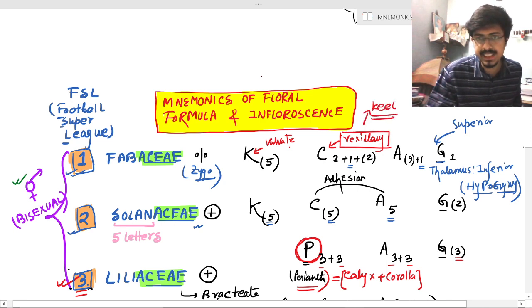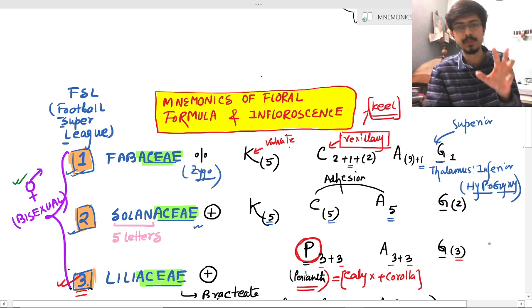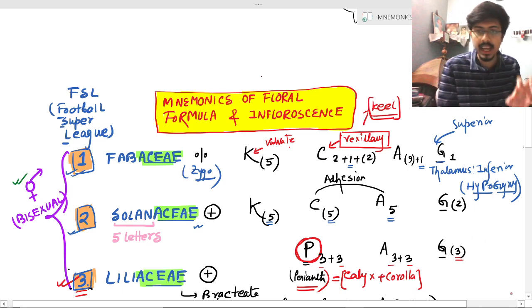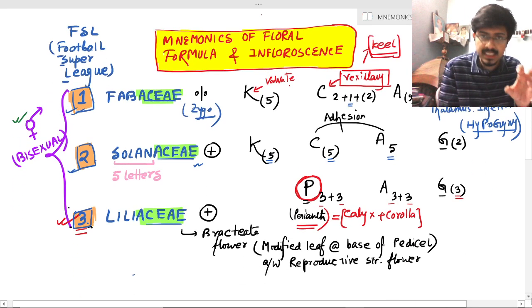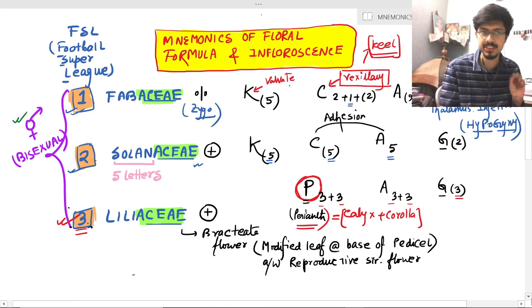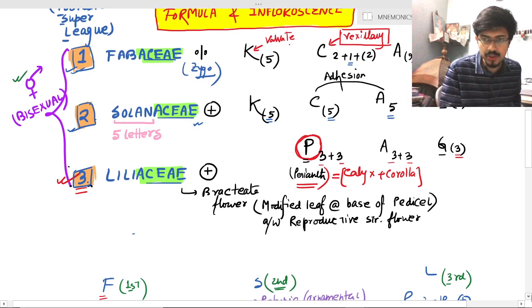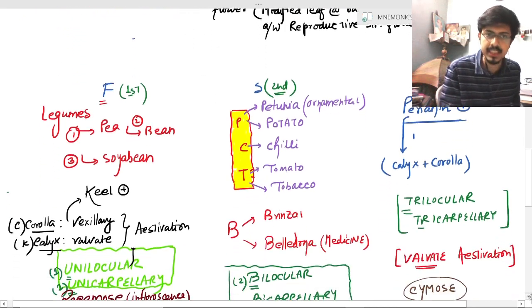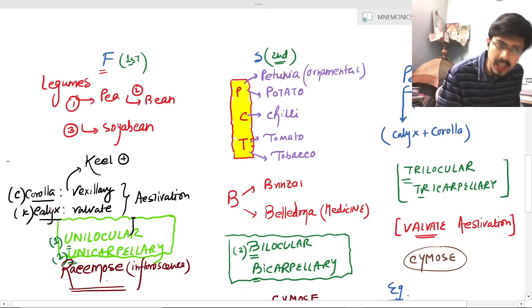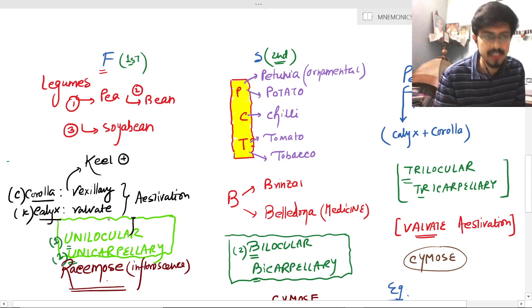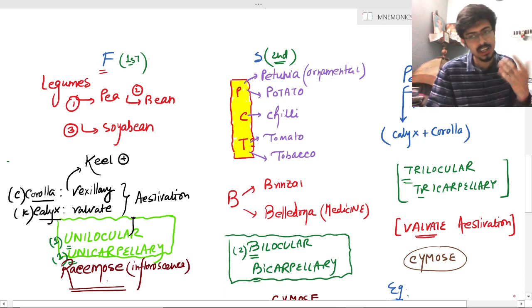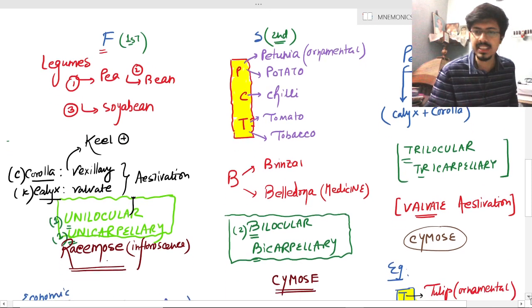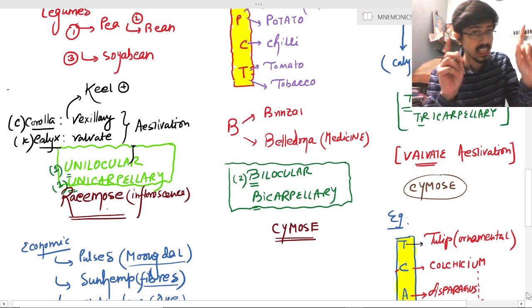What is this? Keel. Keel is present in the vexillary estivation of the corolla, and in the calyx there will be valvate estivation, in the Fabaceae group. You have to remember that leguminous plants are in the group Fabaceae. Keel is present in the corolla, and in the calyx a valvate estivation is present. I will tell you the mnemonics of the estivation, you can easily remember it. The serial numbering is important.